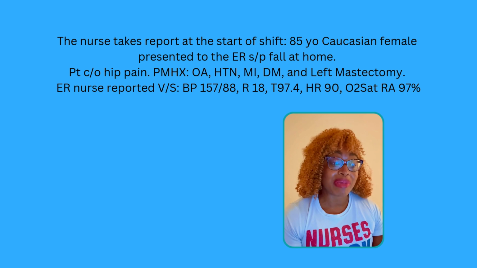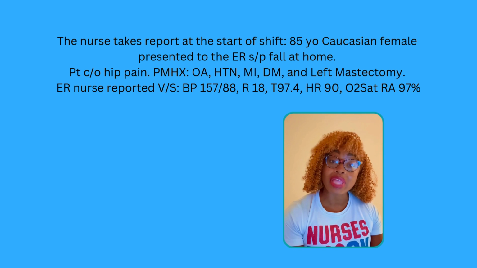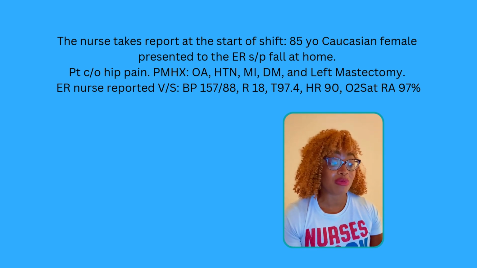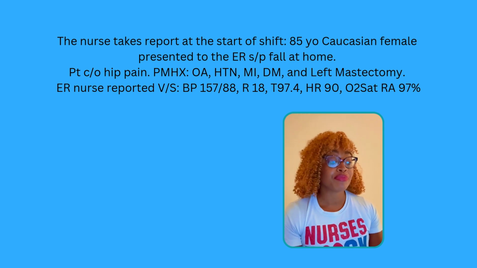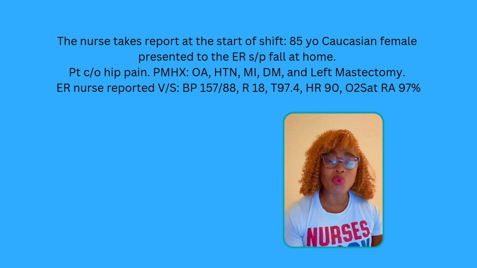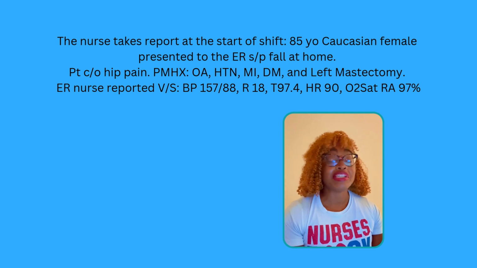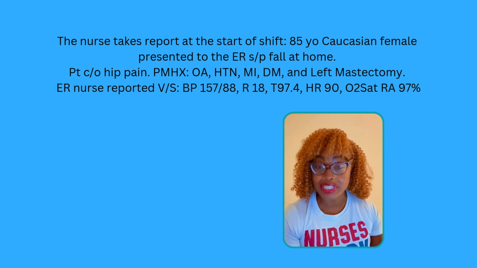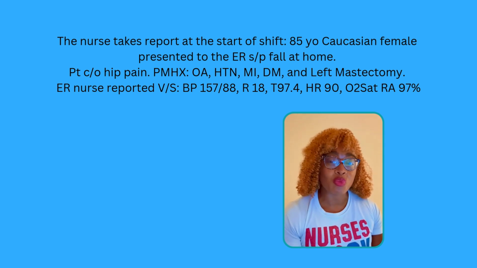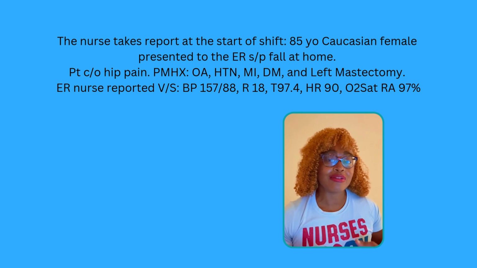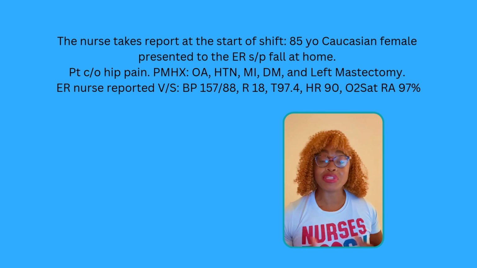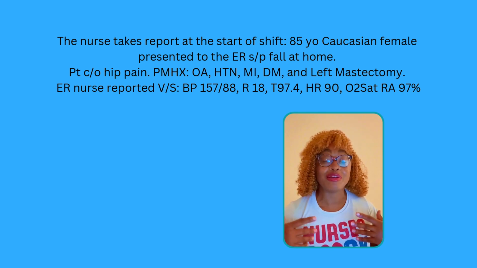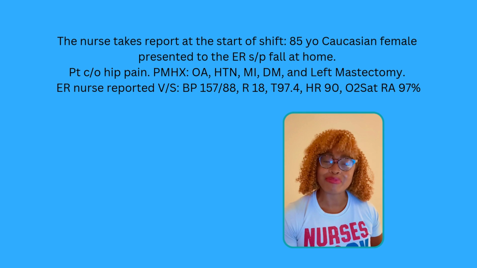She's a Caucasian female presented to the ER, status post-fall. So she had a fall and she's 85 years old. It says she had a fall at home. So I'm just kind of wondering, where was she when she fell? Did she fall when she was out in the garden? Did she fall when she was getting out of the shower where it was wet? Or did she just fall? Because if she was cooking and all of a sudden just fell, then that could mean that something else is really going on.